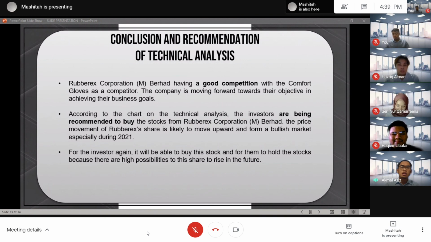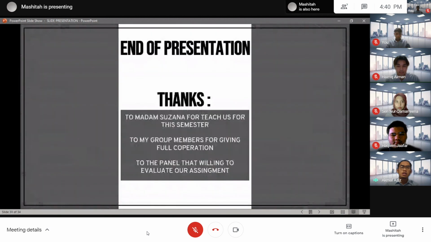and Berhad. The price movement of Rubberex shares is likely to move upward and form a bullish market, especially during 2021. For the investor, they will be able to buy this stock and hold the stocks because there are high possibilities of it ascending in the future. That's all for me. I will pass to Haqiem.